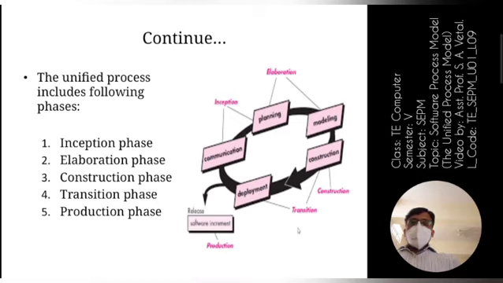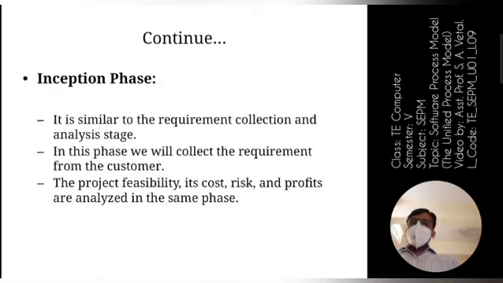These phases are the combination of your regular software development phases. The naming is somewhat different, so you don't have to get confused. It is just the combination of phases that we have studied earlier, and the names given to these phases are somewhat different. Let us discuss each phase one by one. The next is the inception phase. It is the first phase of the UP model, that is the unified process model.